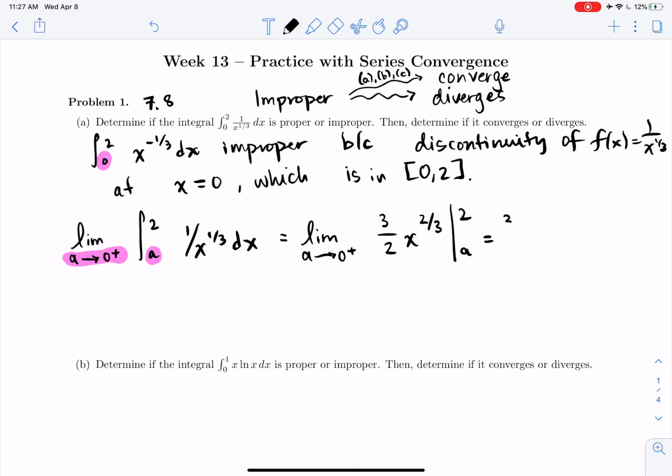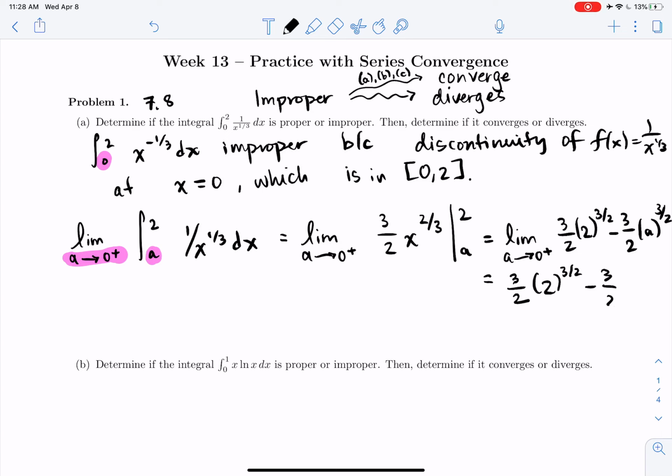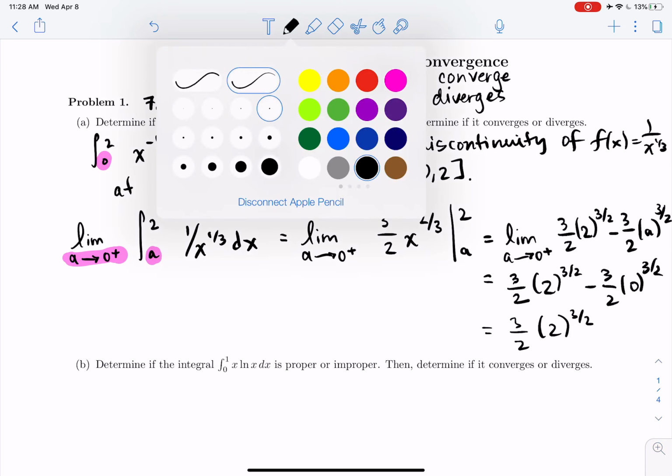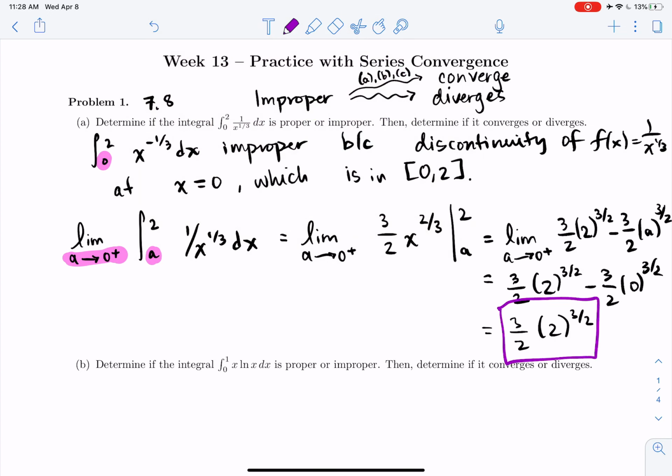All right, so this is then the limit as a goes to 0 from the right, again, and we plug in our limits. Our first limit is 2. Our second limit is some number a, that's between 0 and 2, and we take the limit as a goes to 0 from the right, which becomes 0 in that second term. And then we are left with this finite value. Okay, so this finite value is what our integral converges to.